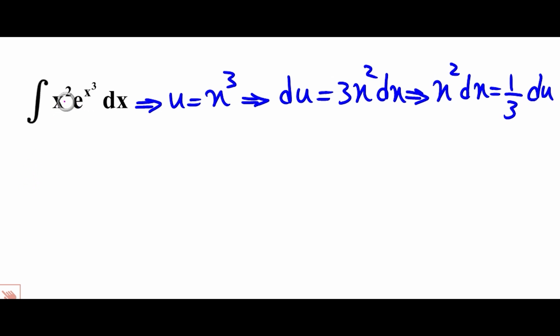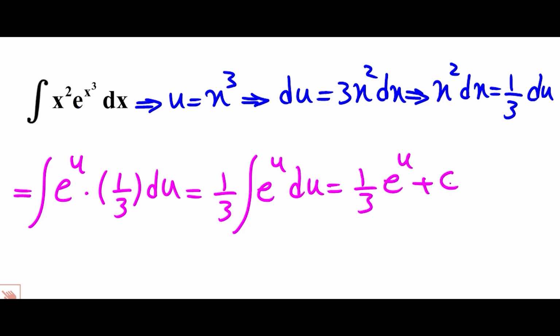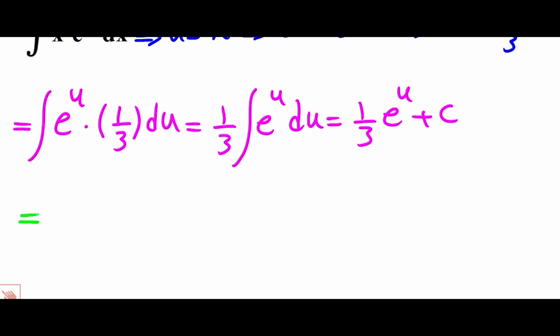We replace x squared dx with 1 over 3 du, and e to the x cubed becomes e to the u. So we have the integral of e to the u times 1 over 3 du, which equals 1 over 3 the integral of e to the u du. So we have 1 over 3 e to the u plus c, and as you know, u equals x cubed. So we have 1 over 3 e to the x cubed plus c.